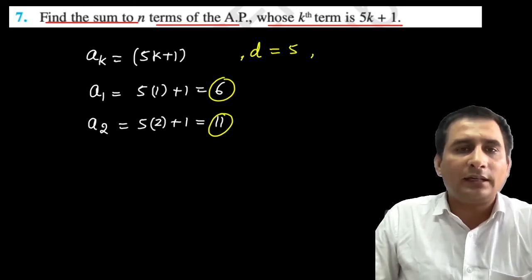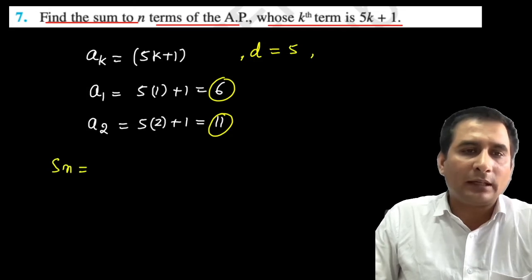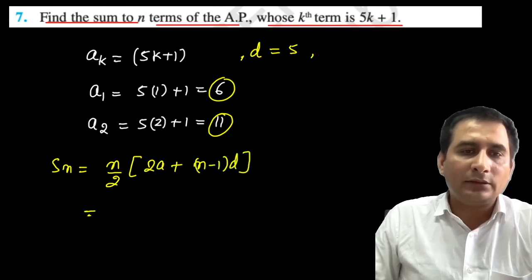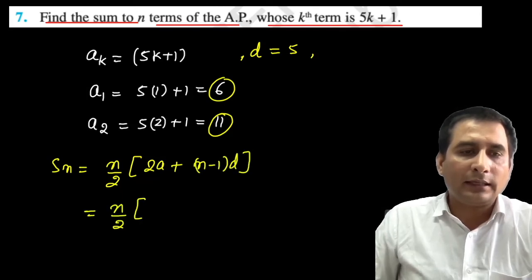So the sum of n terms we need to find. So Sn is equal to n by 2 into 2a plus n minus 1 into d. Here n is not known, we don't know n, so we have to put only a as it is in the question and d is 5.